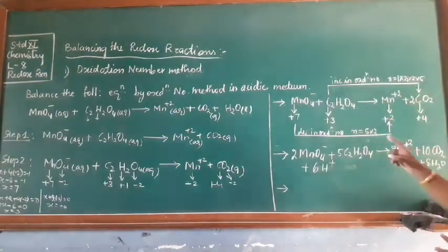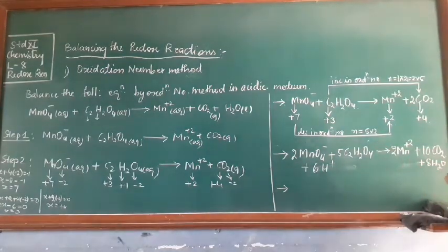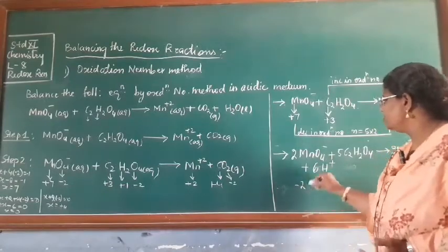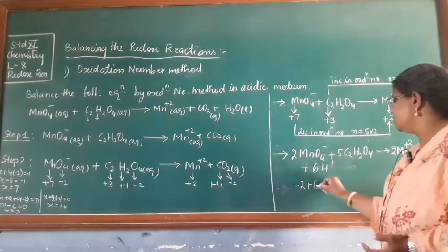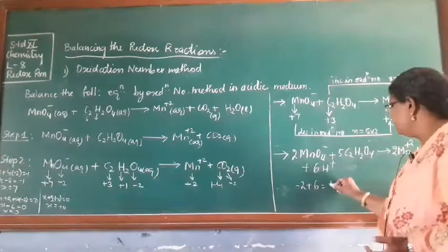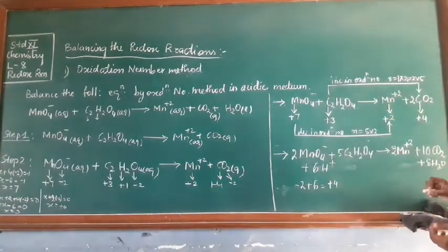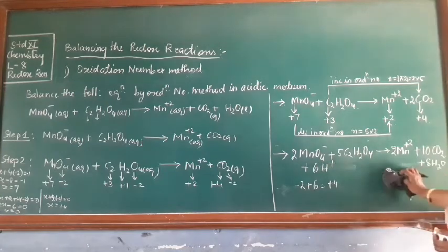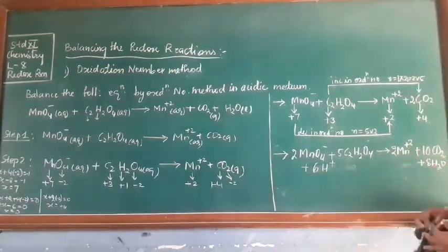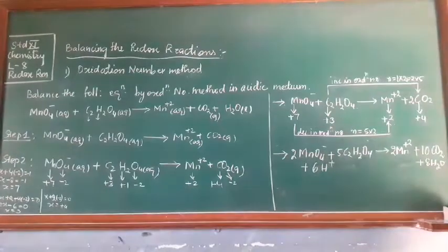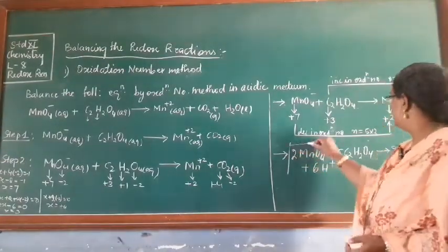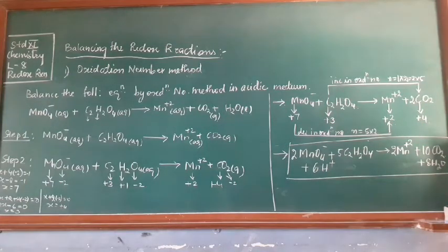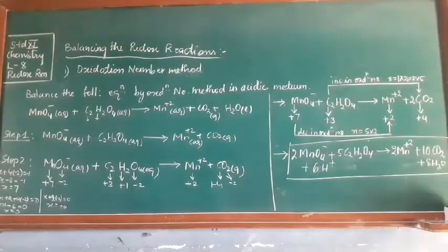Now check for the charges. How many charges do you have? This is minus 2 charge plus 6 charge, so in total it will be plus 4 charge on the left hand side. Here also you will find plus 4 charge. That means your charges are also balanced. Now you can consider this as a balanced chemical equation. Clear? Okay? Note down.